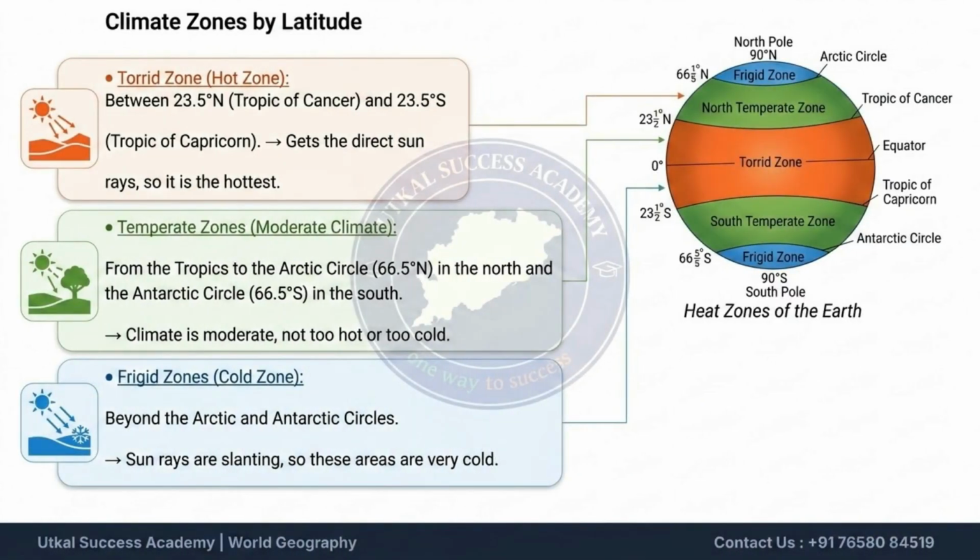Latitude determines the Earth's climate zones. The torrid zone, near the equator, is the hottest. The temperate zones, further north and south, have moderate climates. The frigid zones, beyond the Arctic and Antarctic circles, are very cold.